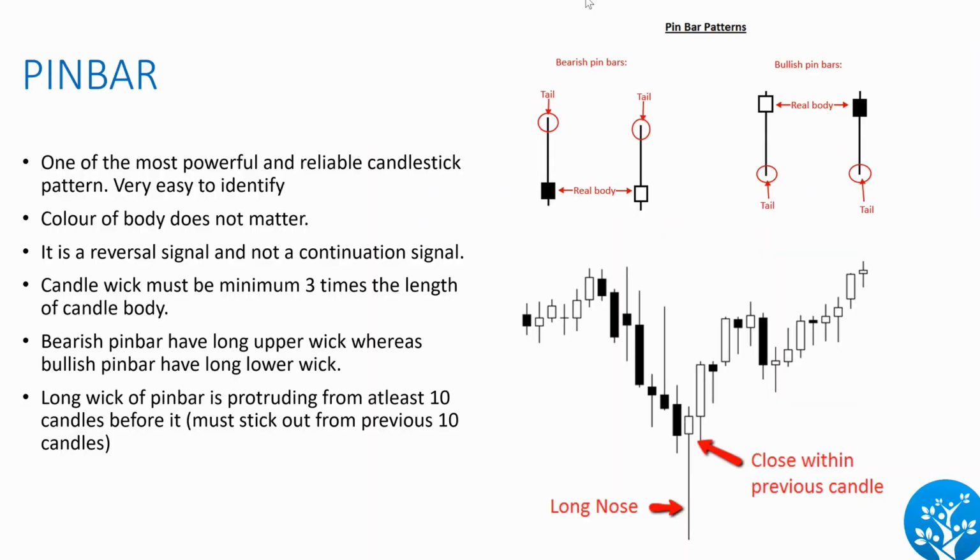The long wick of the pin bar is protruding from at least 10 candles before it. The long wick of a pin bar is standing out. When I say protruding, it means it is sticking out. If you see in this example, the long nose over here is standing out. Previous 10 candles, if you see 1, 2, 3, 4, 5, 6, 7, 8, 9, 10. In the previous 10 candles, this long wick is not obstructed on the left hand side.